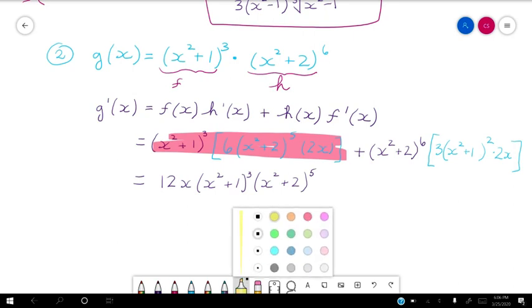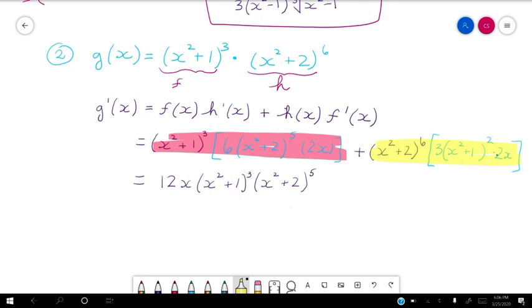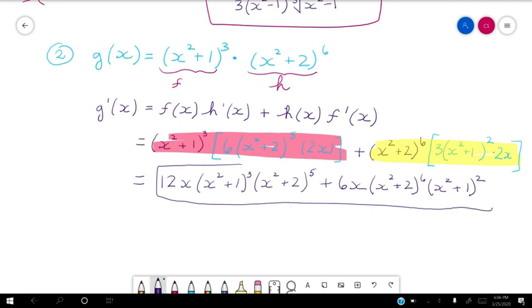And again, this second term, this is all multiplication, so I can rearrange the factors. So what am I going to do? I'm going to do 3 times 2x, and then I have an x squared plus 2 to the 6th, and then I have an x squared plus 1 squared. Okay, something like that. And again, I like a little simplification. I like the constants to be in the front of the term. I like the coefficients to be multiplied, stuff like that. So I think this is a great simplification.